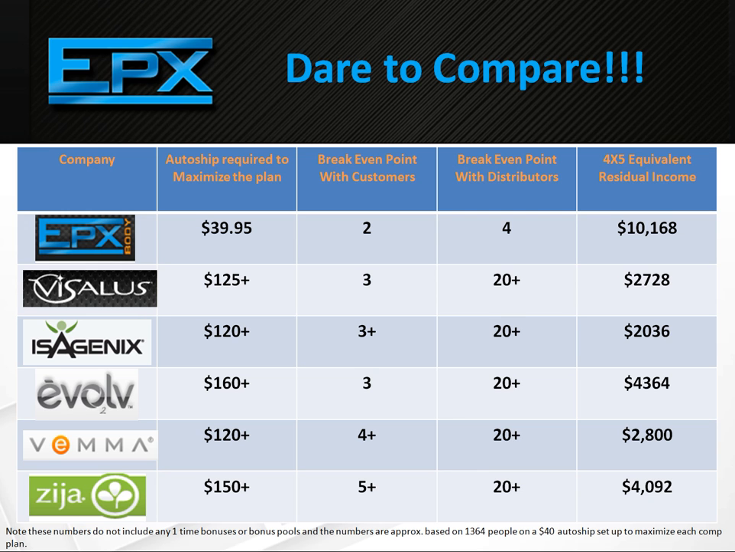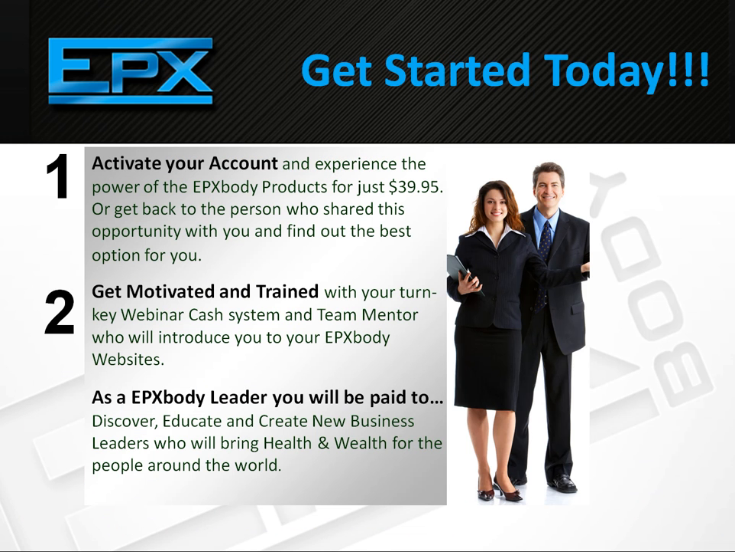We're not including any of the one-time bonuses that you saw. It could be well over $50,000. We're not including global bonus pools or anything like that from any of the compensation plans. This is just straight residual income. You can see our competitors, most of them are making between $3,000 and $4,000, which is only about 25 to 33% of what you're making for doing the exact same effort as EPX body. So again, hopefully this gives you a good understanding of what EPX body is all about.